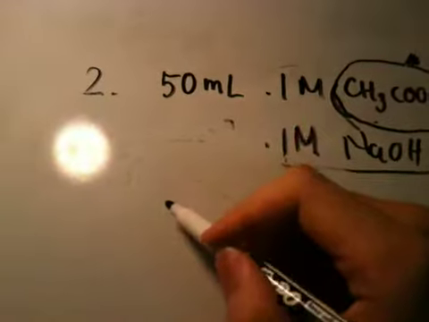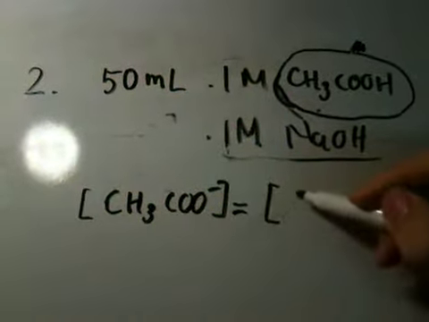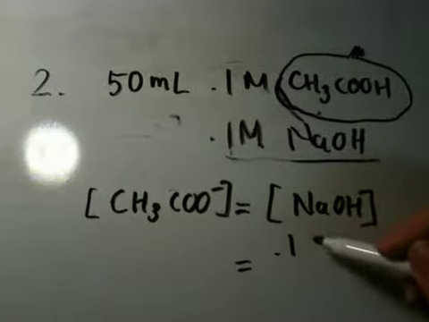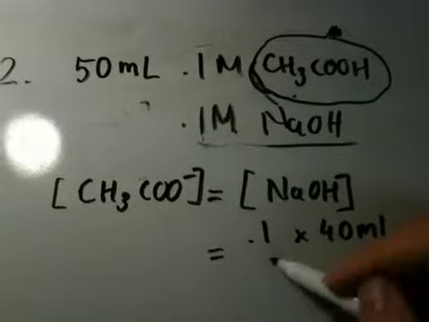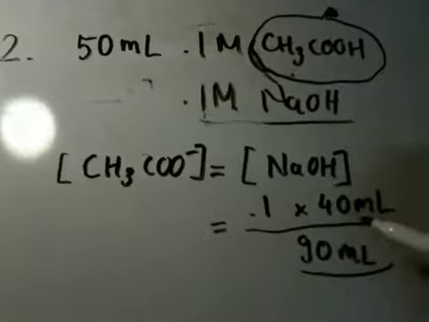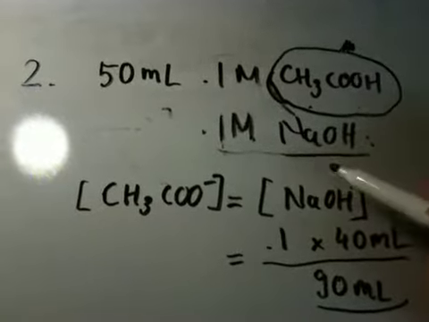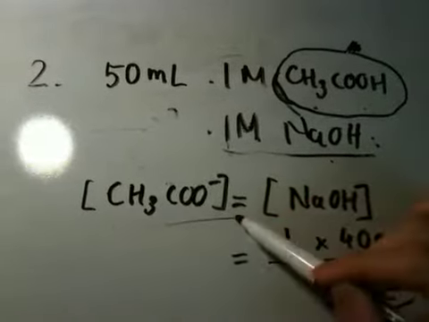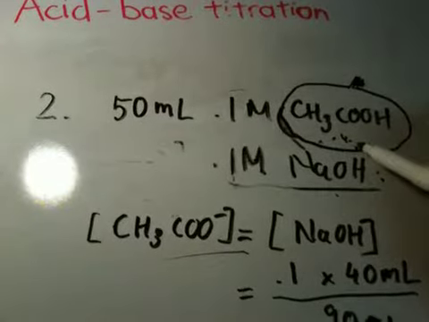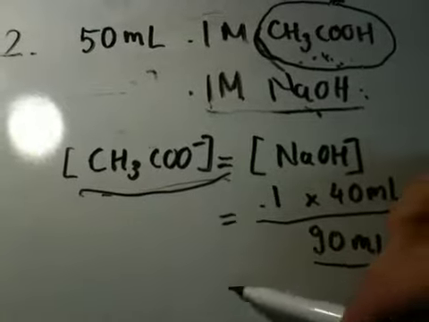In this case, the conjugate base CH3COO minus is equal to the concentration of the NaOH added, which is 0.1 times 40 milliliters over 90 milliliters, because this is the new volume and this is the volume of the base that is added. And we all know that because this is a 1-to-1 ratio, if you put in 40 milliliters of this, you will get the same amount of concentration, because this is in excess, or in stoichiometry terms you can say it's the limiting reactant. So we're gonna base everything on this, and that's how we find the concentration of the conjugate base. And we find whatever this number is.